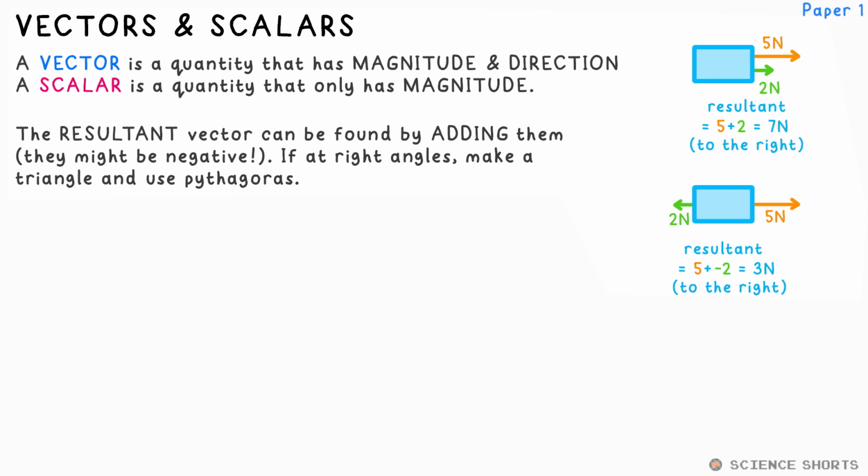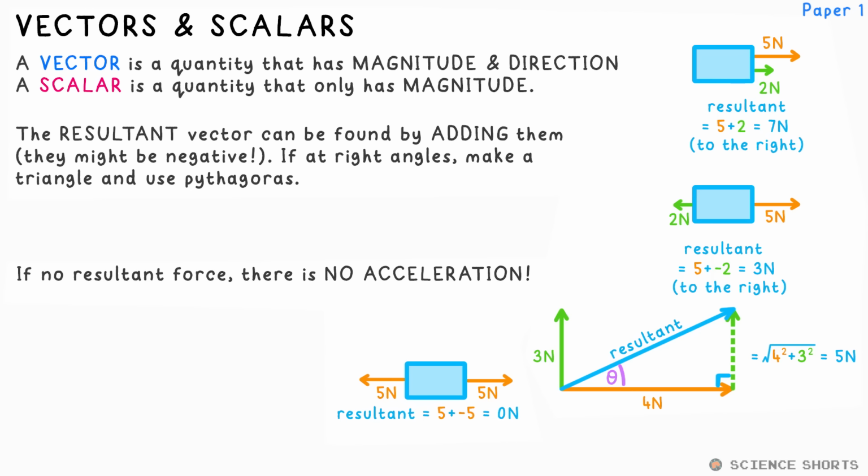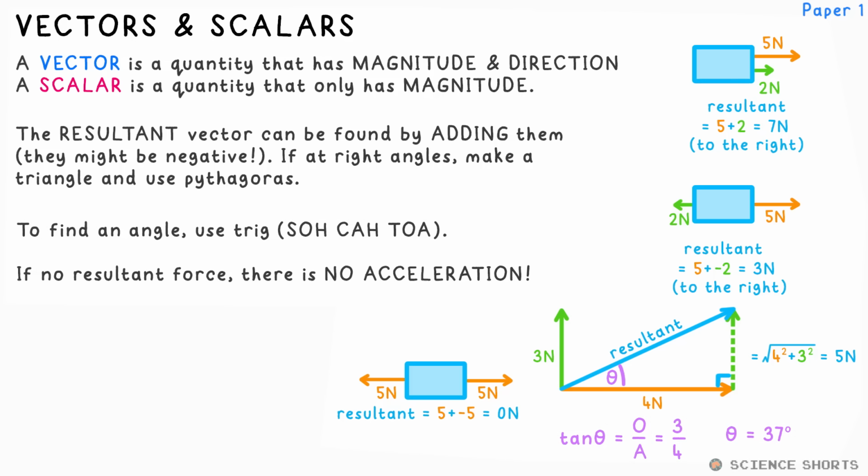However, if they go in opposite directions, one must be negative. So in this case, the resultant force would be 3 newtons to the right, and that's positive if we've decided that positive is in the right direction. If vectors are at right angles to each other, we use Pythagoras to find the resultant. This works because you can make a triangle by moving one of the forces, so they're top and tailed. You could also be expected to use trig, that's SOHCAHTOA, to find either one of these angles.